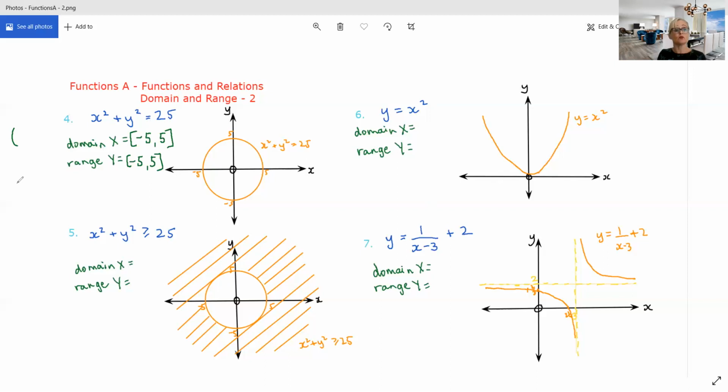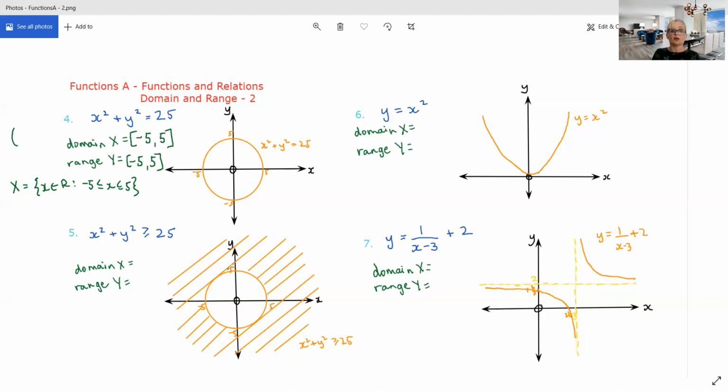Another way of writing that would be, for example, your domain is x is a real number such that -5 is less than or equal to x less than or equal to 5. You'll find a variety of different ways of writing the same thing. It doesn't really matter as long as you are specifying the correct domain and range.